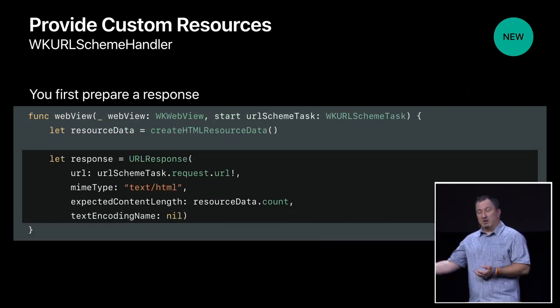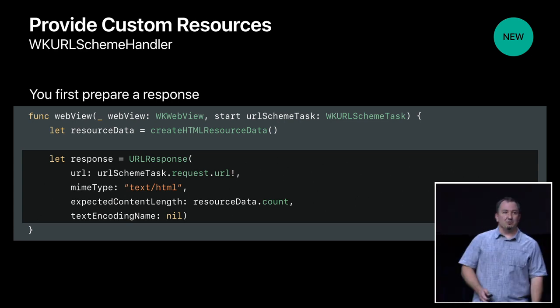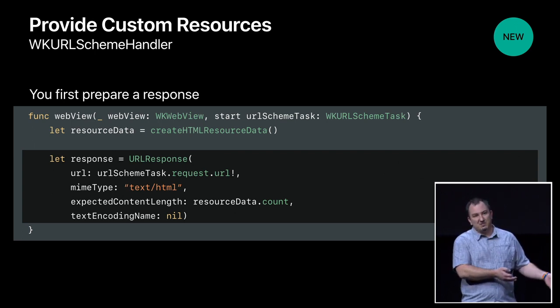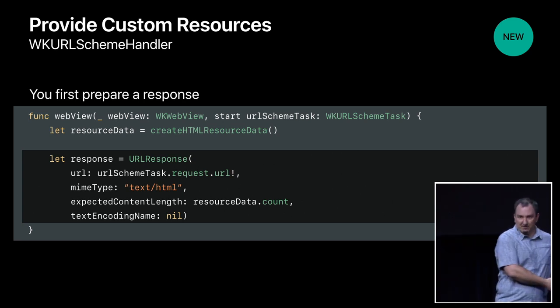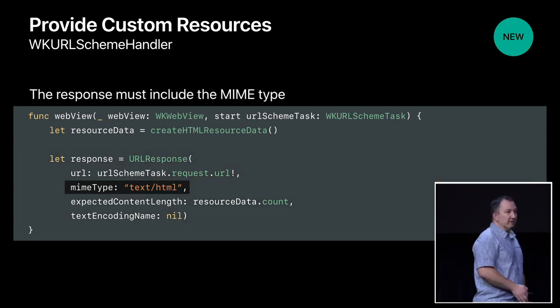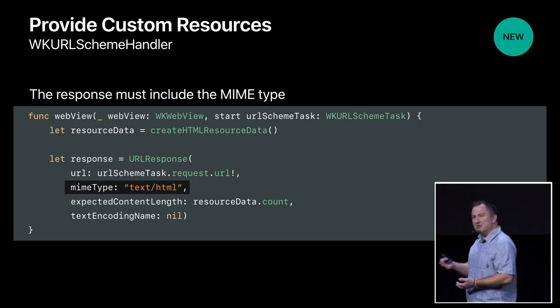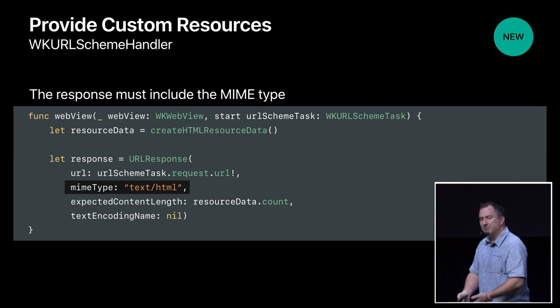Once you are given a task and told to start loading for it, first thing you need to do is create a response. Just like that URL request object represents what would go to a server on the network, this is the response that would come back from the server. You need to manufacture that. Very importantly, in the response, you need to include the MIME type. For those of you not yet intimately familiar with web technologies, this is kind of like the file type. It's you telling WebKit how to interpret the resource. This is an HTML resource. This is a JPEG image, et cetera.